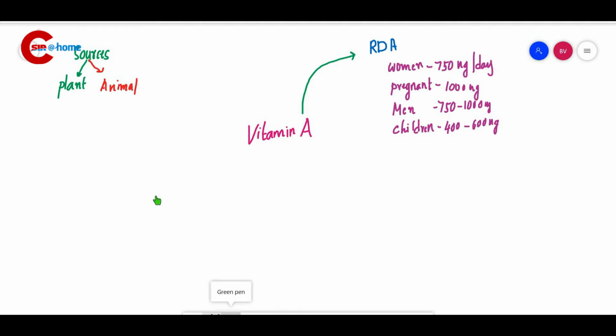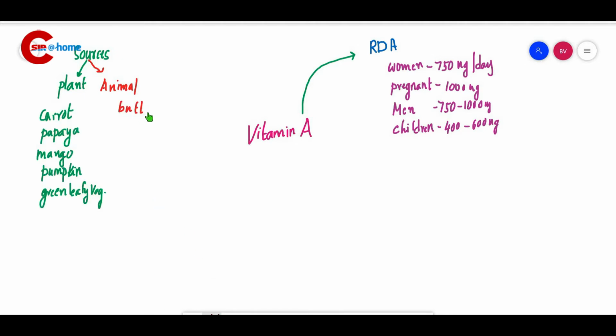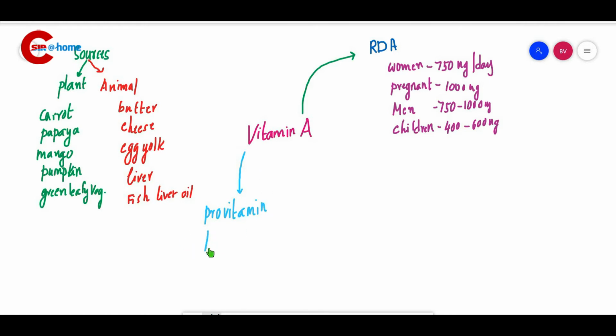Then sources, plant and animal sources. Plant sources include carrot, papaya, mango, pumpkin and green leafy vegetables. Animal sources are butter, cheese, egg yolk, liver and fish liver oil. Which is the provitamin? Beta-carotene. Theoretically, one molecule of beta-carotene can convert into 2 molecules of vitamin A. Plants contain beta-carotene.